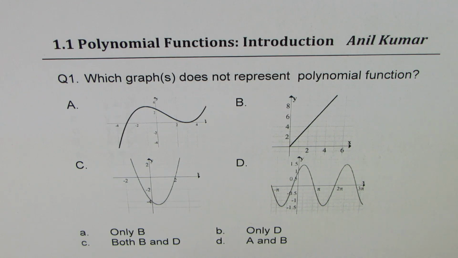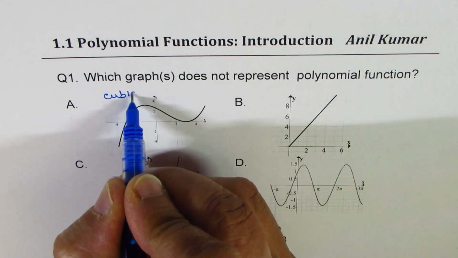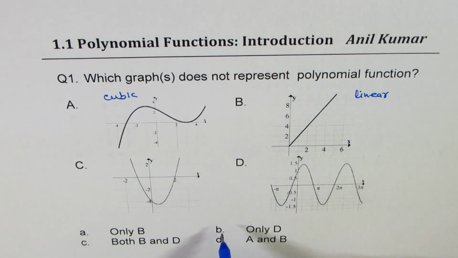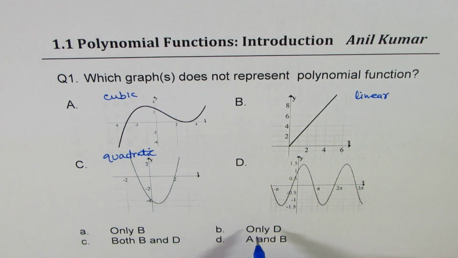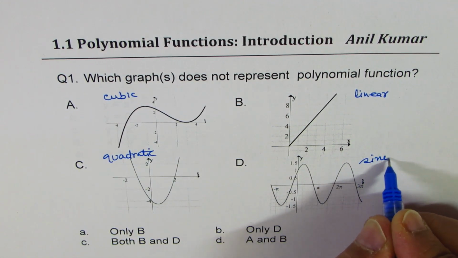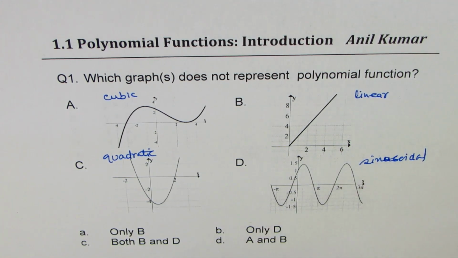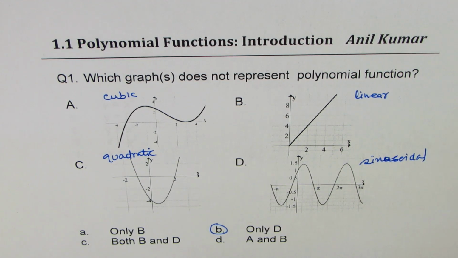Question number 1. Which graph does not represent a polynomial function? So we have 4 graphs for you. You can always pause the video and answer the question. The first one is a cubic polynomial. Then this is a line, so it is a linear polynomial function. Here we have a quadratic polynomial function, but this is a sinusoidal function, right? Which is not a polynomial. So only D is not a polynomial, and therefore option B is the right option.